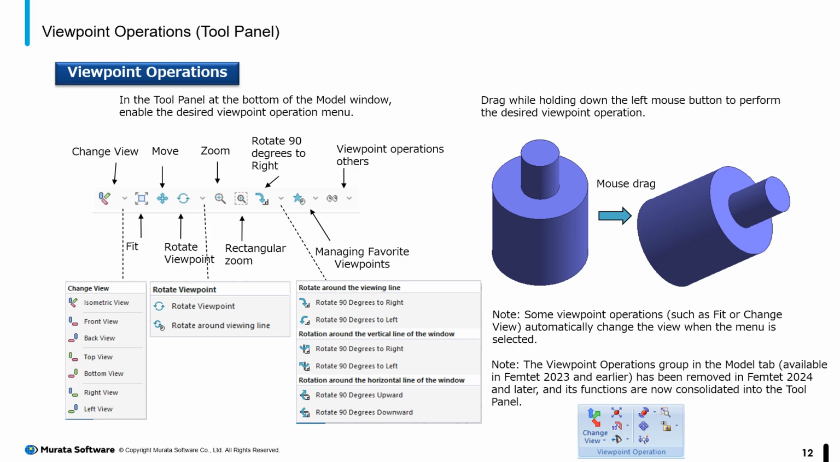Next, I will introduce how to operate the viewpoint in Femtet. In the lower left corner of the Femtet model screen, there is a tool panel. By clicking on this tool panel, you can perform commonly used viewpoint operations such as rotating 90 degrees, moving, rotating freely, zooming in and out, and fitting the view.